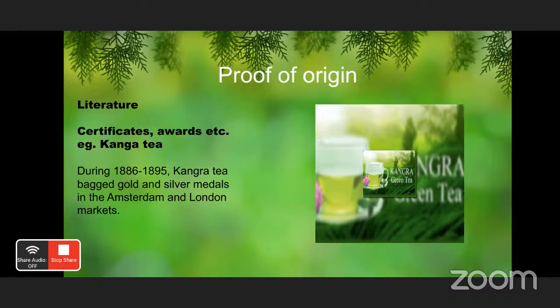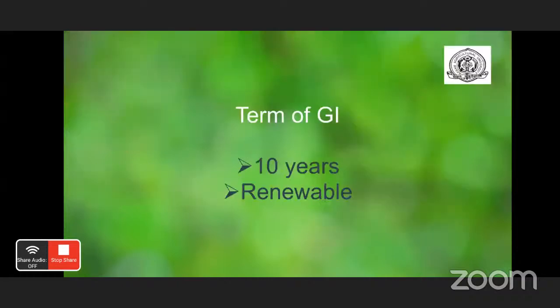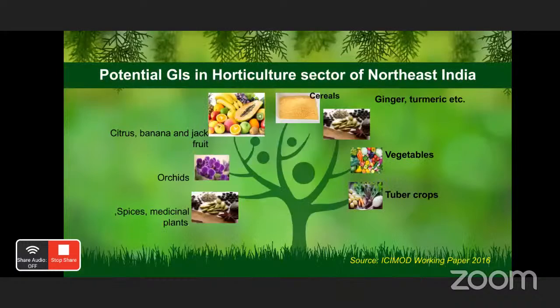For example, the Kangra tea, it is a GI Tag product. It bagged gold and silver medals in the Amsterdam and London markets in 1886 to 1895. So this certificate, this award was produced as a proof of origin, and it ultimately got the GI tag. So once the GI tag is granted, the term of GI is 10 years. And every 10 years, we can renew it by paying a particular amount of fee, and we can maintain it indefinitely.